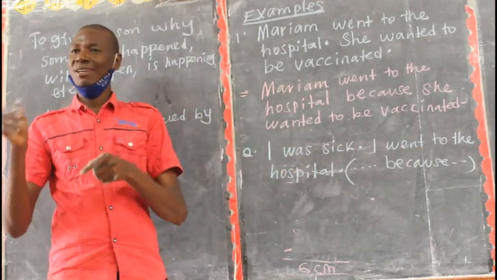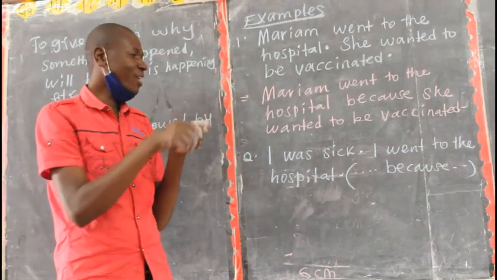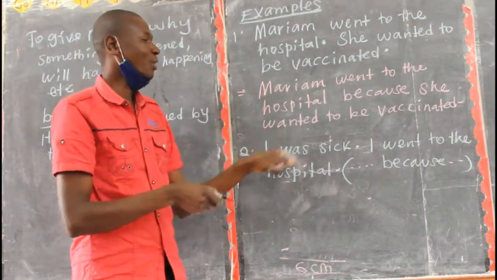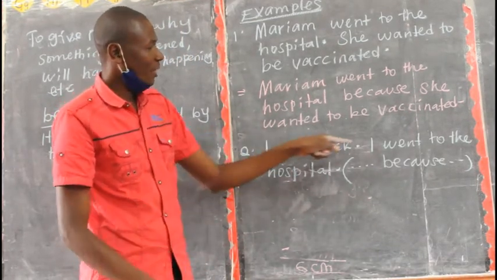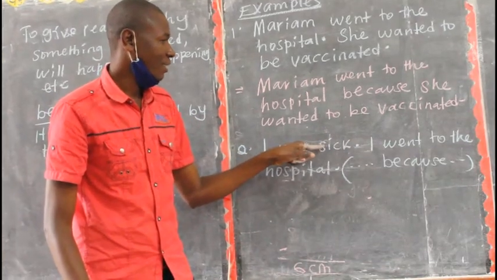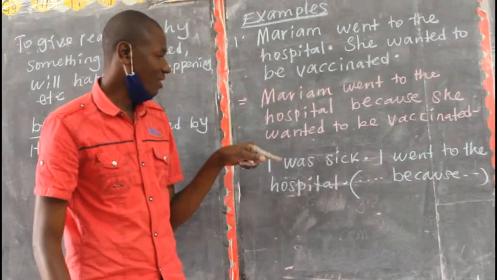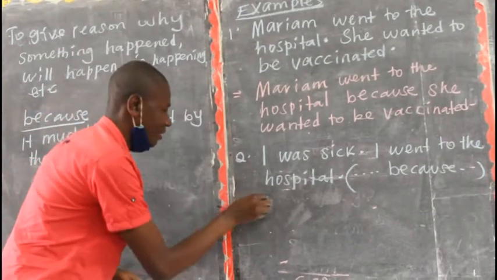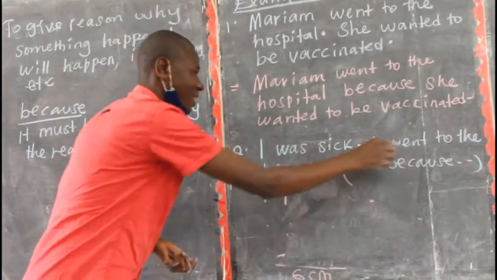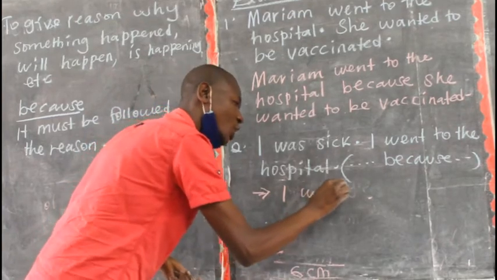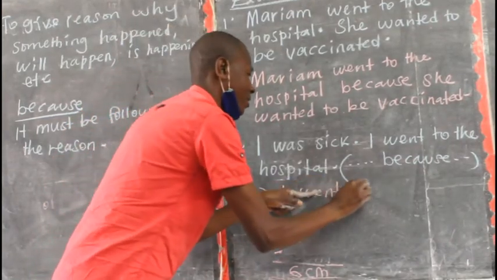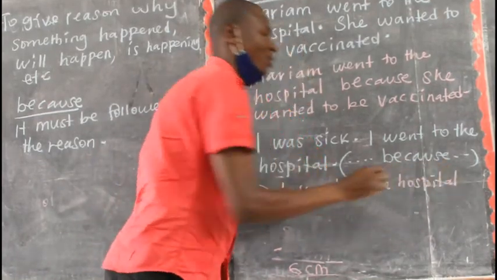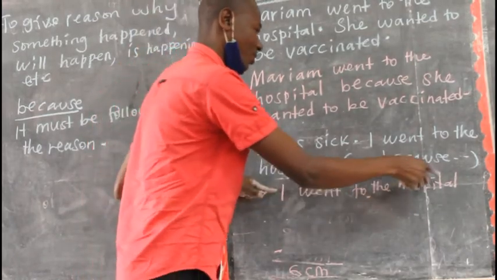That sentence will be meaningless unless you look for the reason and the action. Identify which of the two sentences is the action and which one is the reason. So let's look at these two. I was sick. I went to the hospital. Which one is the reason and which one is the action? The action here is supposed to be I went. What did you do? I went to the hospital. This is now the action. What happened? I went to the hospital.